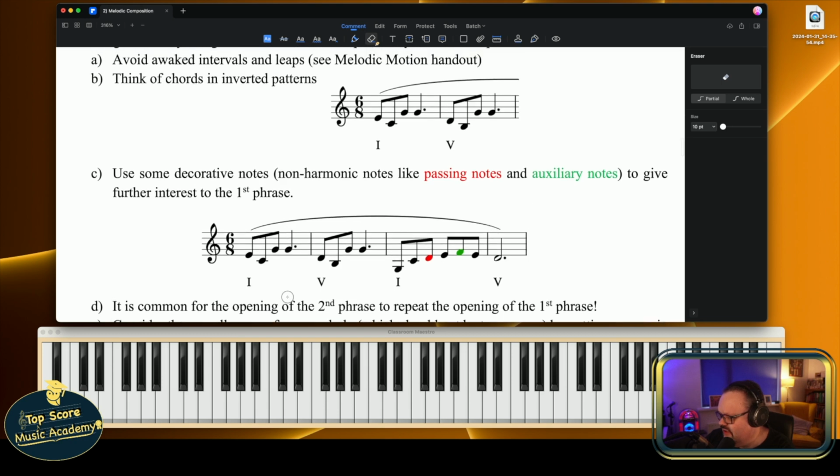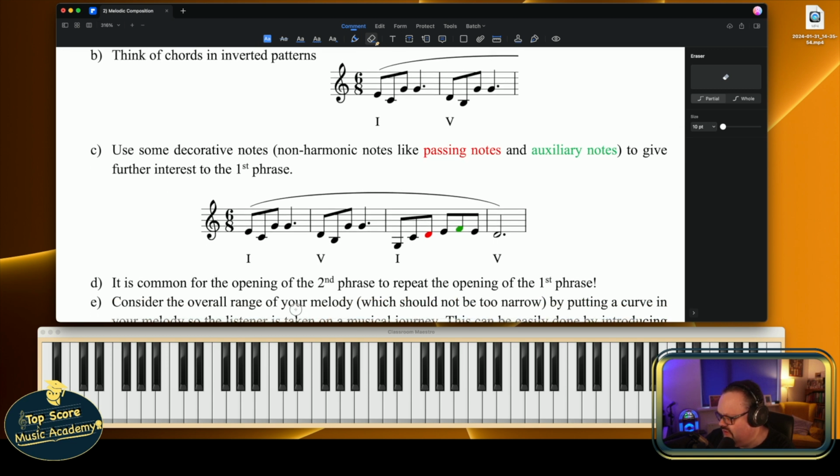It is common for the opening of the second phrase to repeat the opening of the first phrase. So for our second 4-bar phrase, we're probably going to use the same melodic material as we did for bar 1.